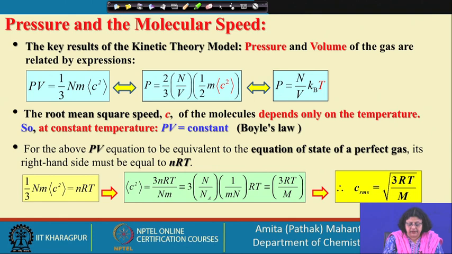What you are doing here is substituting for n: the number of moles is the total number of molecules divided by the Avogadro number. You know that the small mass, that is the mass of the gas, into the Avogadro number gives you the molar mass of the system. If you substitute this in place of m, then you get the expression. This is the expression of root mean square velocity.